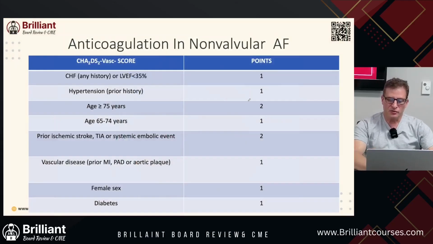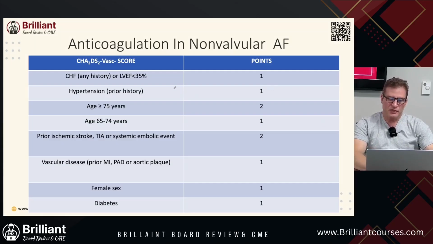Now this is the CHA2DS2-VASc score. This is a simple scoring system, and this is basically universal language. With 2 or more, you're going to be giving a DOAC. There's some controversy at 1 about giving aspirin or just going to a DOAC. That's going to be further discussion. With 0, you do no anticoagulation.